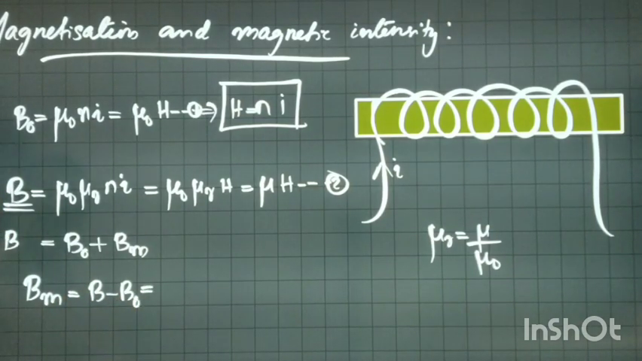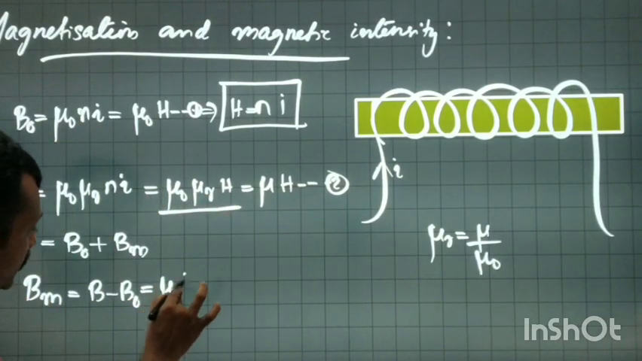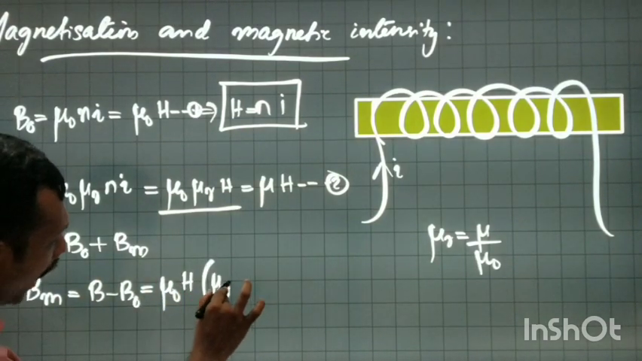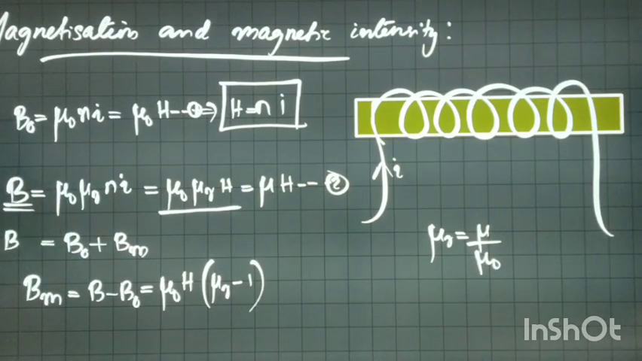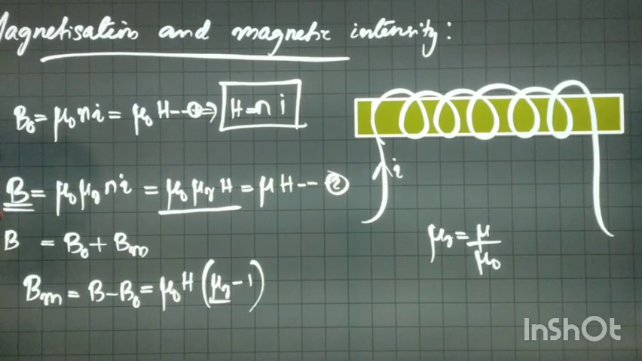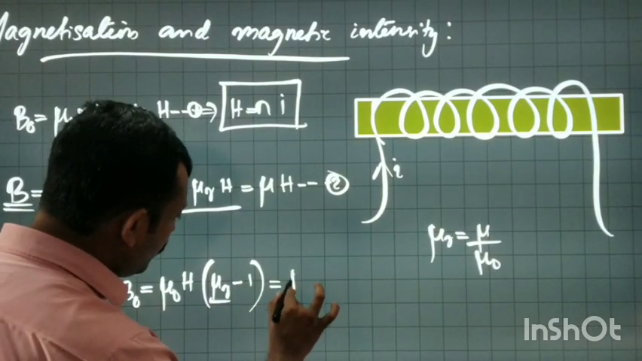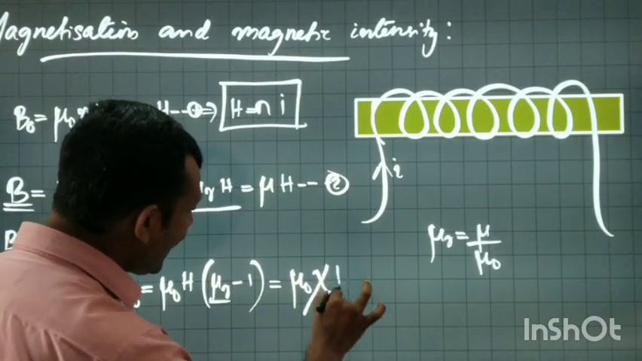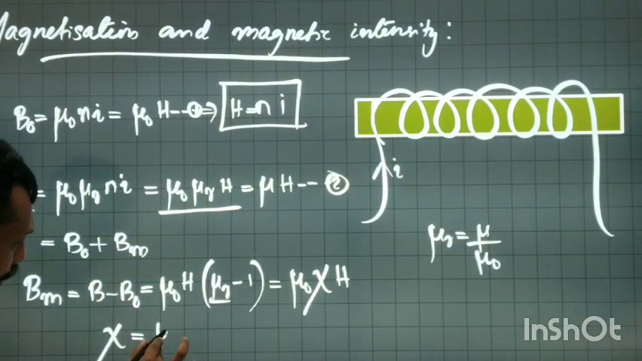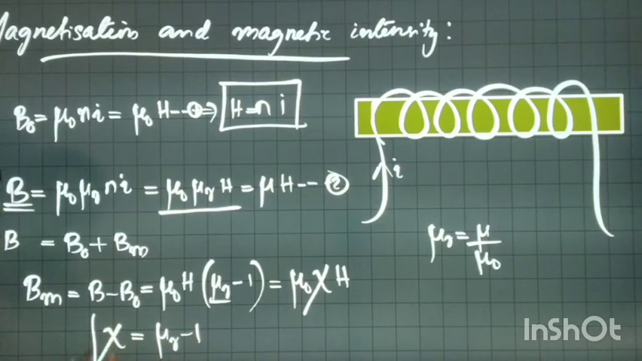So from here I can say, from B and B0 you have so many times to take common factor. This is mu0 H if I take. You will get mu r minus 1. According to the principle of homogeneity, mu r is a dimensionless quantity, because one has to be a dimensionless quantity. Already we know mu r is dimensionless. So I am going to write it as mu0 chi H. In that situation you will say chi is equal to mu r minus 1.